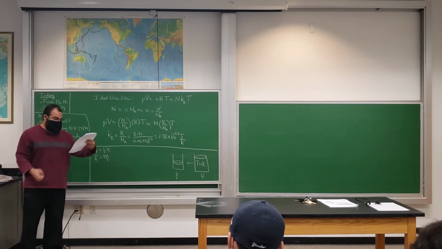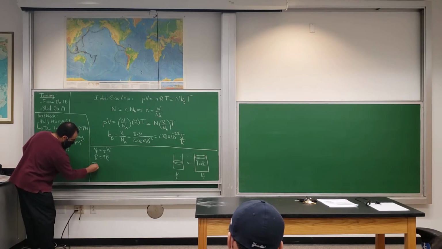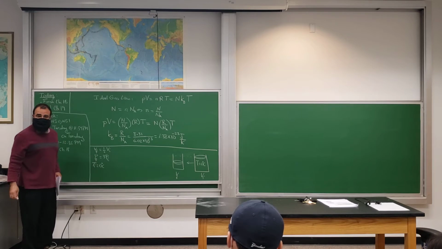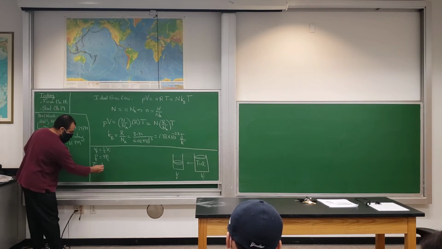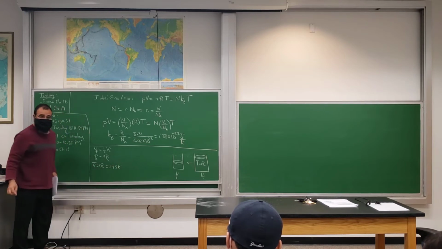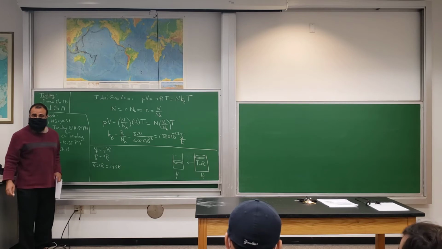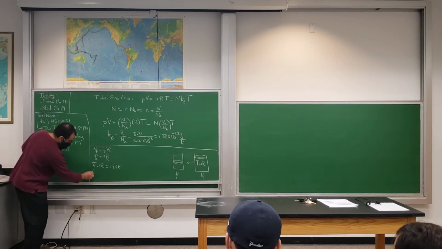And the question is, find the temperature. What is T final? So T initial is 0 degrees Celsius. Is this a good unit to put into the ideal gas law? No. So it's 273 K, right? You add 273. Change from degrees Celsius to K. And the question is, what is T final?